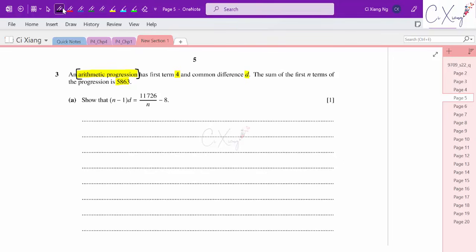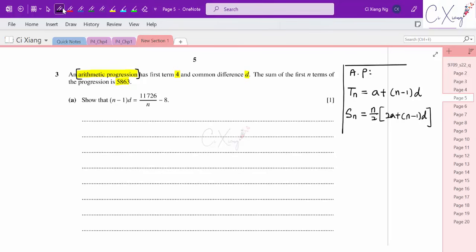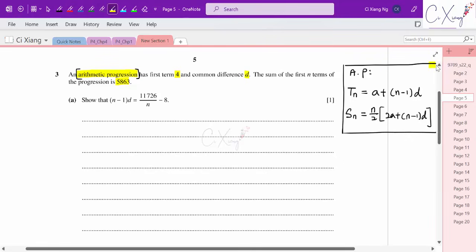So what are the formulas related to arithmetic progression? There are a few. So maybe the first one will be the nth term. The formula for the nth term of an arithmetic progression is Tn equals a plus (n minus 1)d. And another related formula will be the sum of the n terms. So the sum of the first n terms will be equal to n over 2, (2a plus (n minus 1)d), where a is the first term. Alright, so basically this is the formula that usually we will use when we deal with arithmetic progression questions.